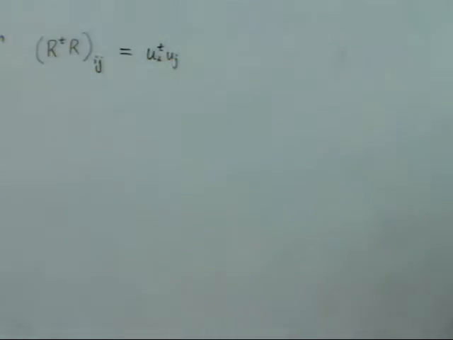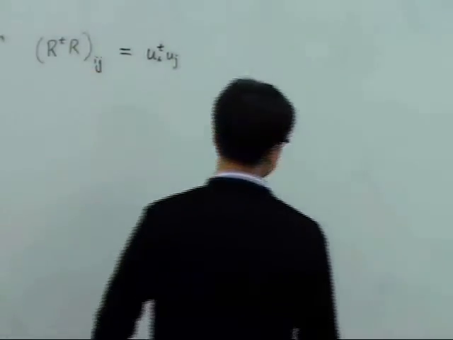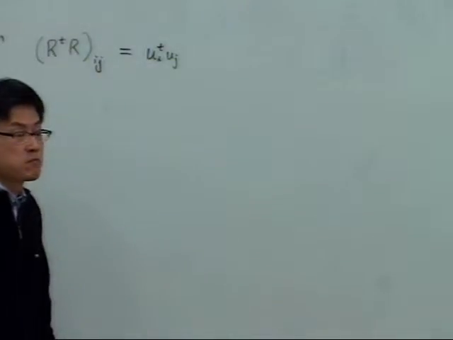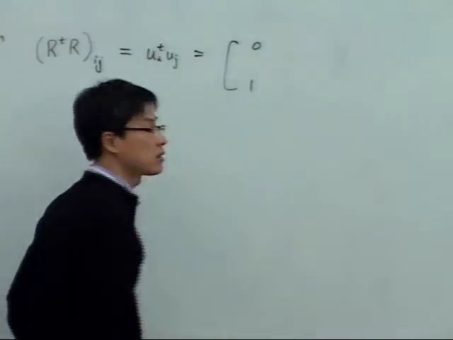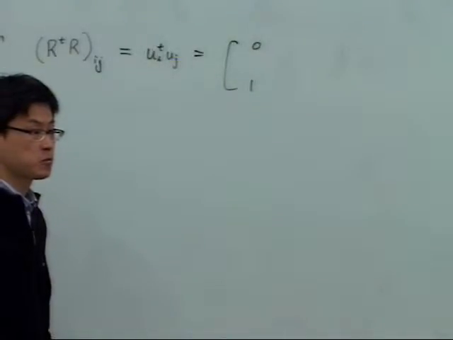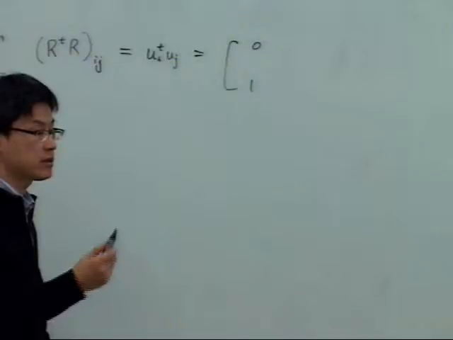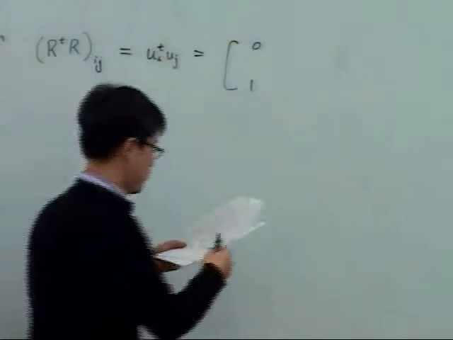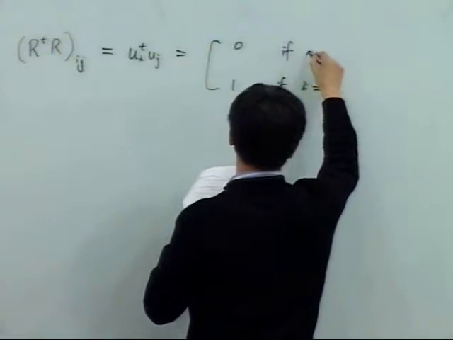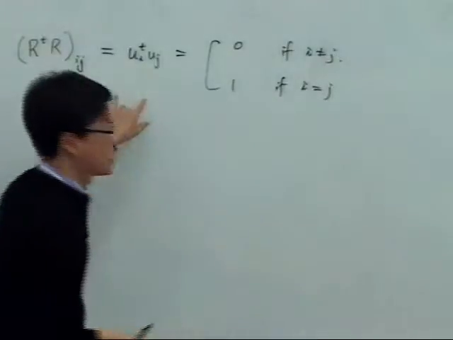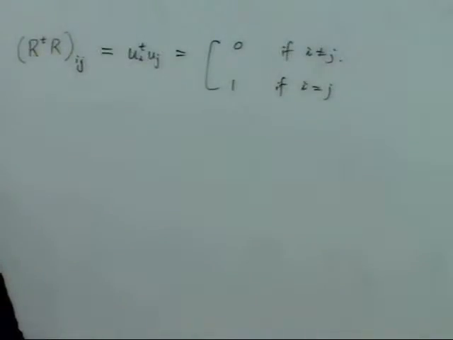And since we defined these as orthonormal eigenvectors, orthonormal means they're orthogonal and the sizes are normal, so it's 0 and 1. Okay, if i is not equal to j it is 0, and if i equals j it is 1. That's the definition of orthonormal vectors. Okay.